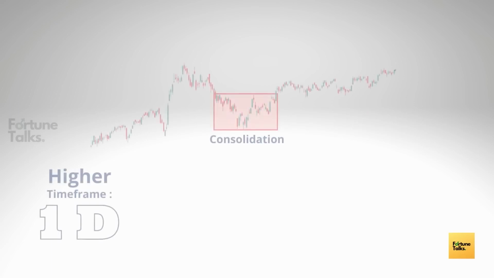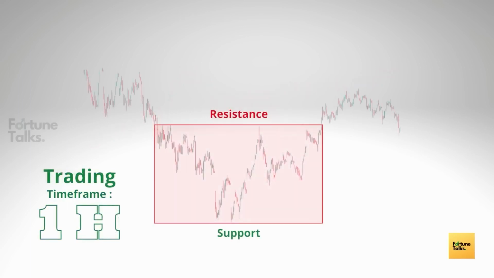Now taking another example, if your trading time frame is a 1 hour time frame, you should spot a tight consolidation on a higher time frame, which in this case could be a daily time frame. And if you are able to find a tight consolidation in your daily time frame, then it is likely that you will find a support and resistance trading opportunity in the lower time frame, which is a 1 hour time frame.